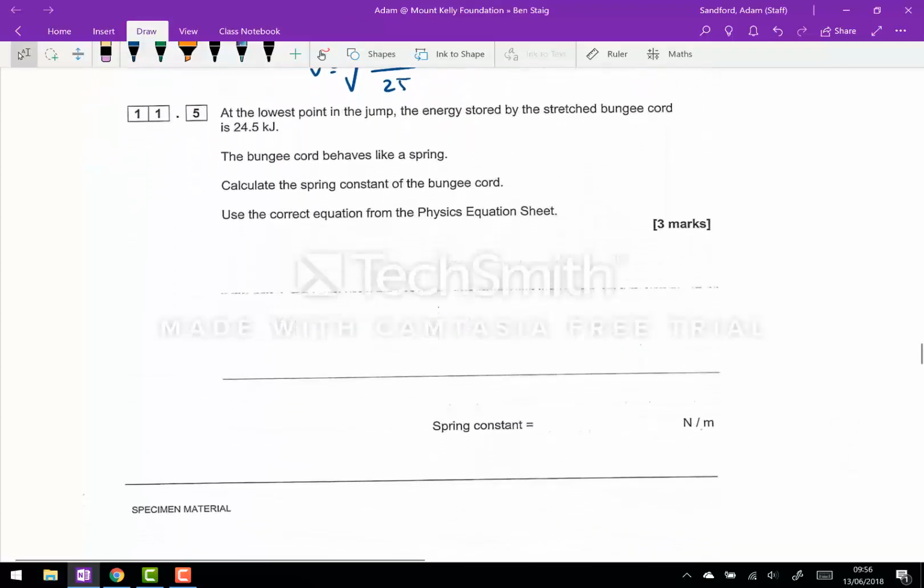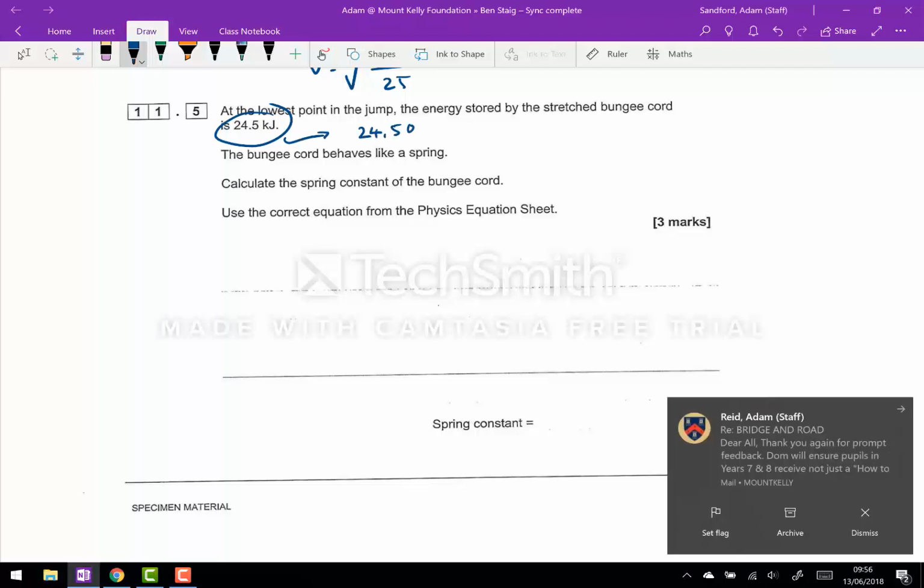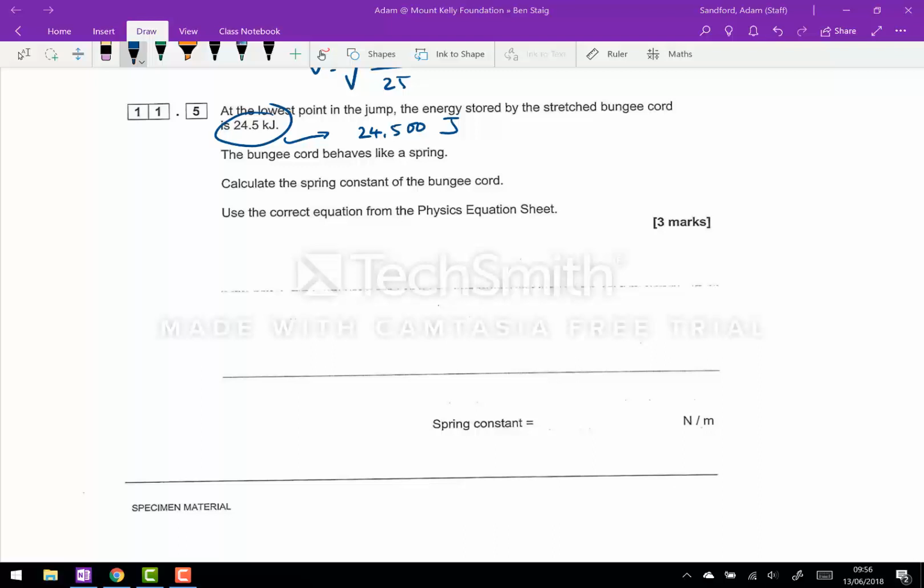Lowest point in the jump, the energy stored in the stretched bungee is 24.5 kilojoules. Loads of you missed off the fact that that means it's 24,500 joules. Got to get rid of those prefixes. So therefore, the energy is equal to half times k times e squared. So it's energy, this one is spring constant, and that's what we're after. And E is extension. So it's 24,500 is half times K times 35. That's how far it's stretched. Okay?